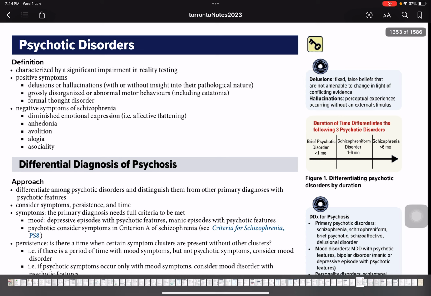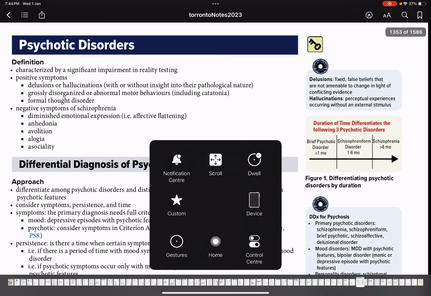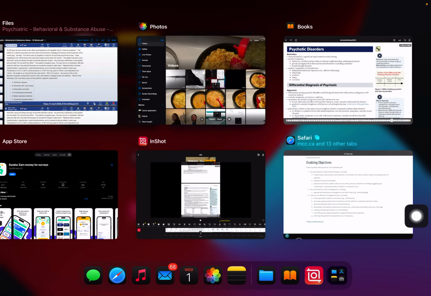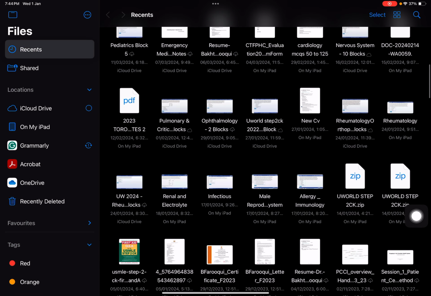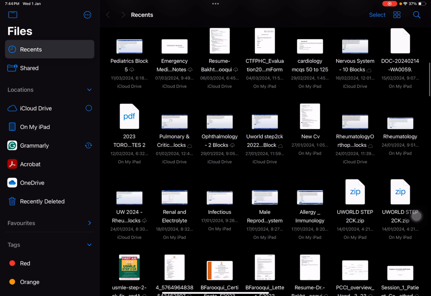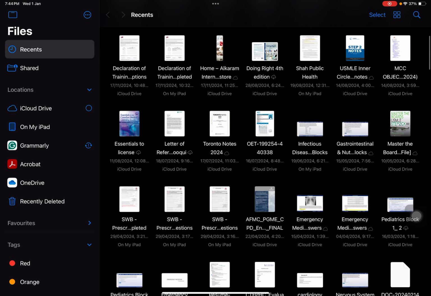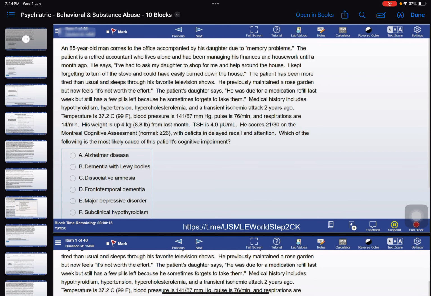Now once you've done psychosis, what I suggest is, on Telegram you can find the offline version of UWorld. I would suggest you do offline UWorld from Telegram first. You don't have to buy it. If you don't have Toronto Notes, that's okay. UWorld, that's okay, but make sure you get the offline version of UWorld and incorporate UWorld into your preparation. So this is psychiatric behavior and substance abuse UWorld.